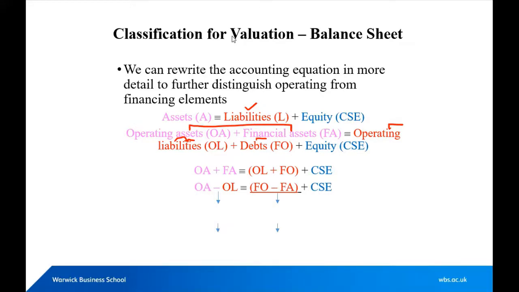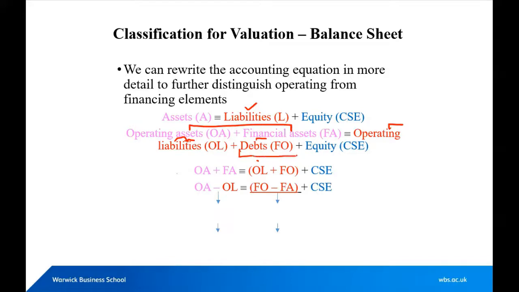Deferred revenue or unearned revenue. That is a part of operating liabilities. Now you see that if I notify operating assets as OA, financial assets as FA, operating liabilities as OL, and financial liabilities have been mentioned as financial obligations.